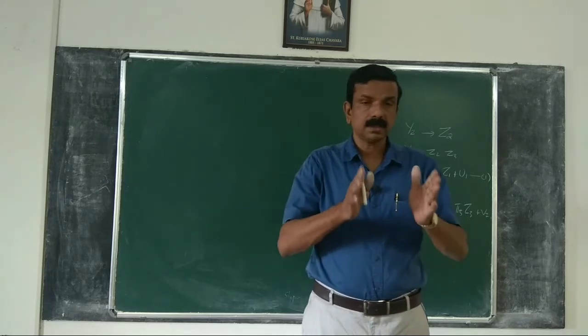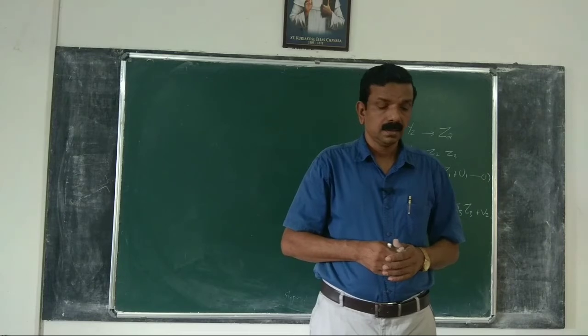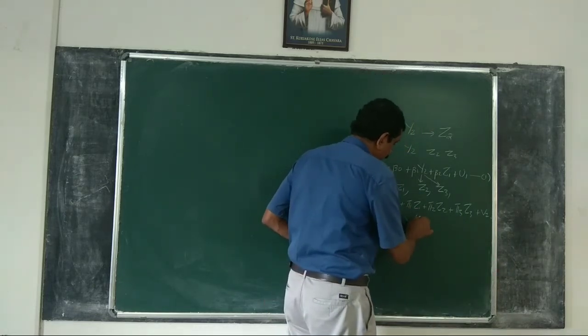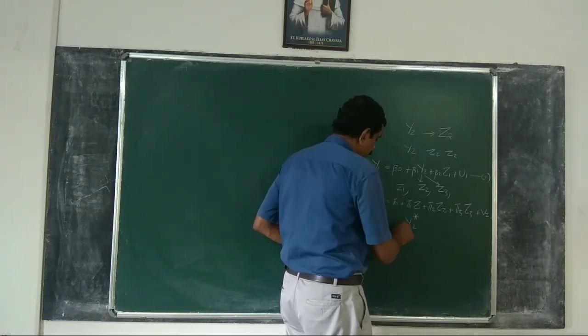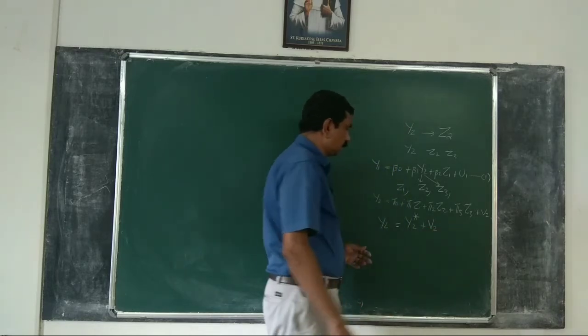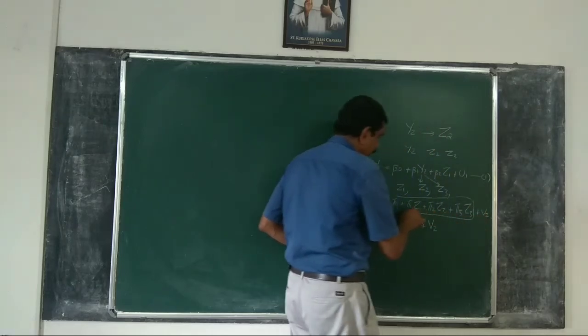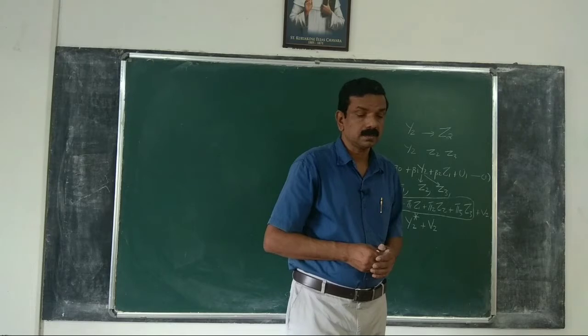So the best IV for y2 is the linear combination, and let us call this linear combination y star 2. So y2 is equal to y star 2 plus v2.